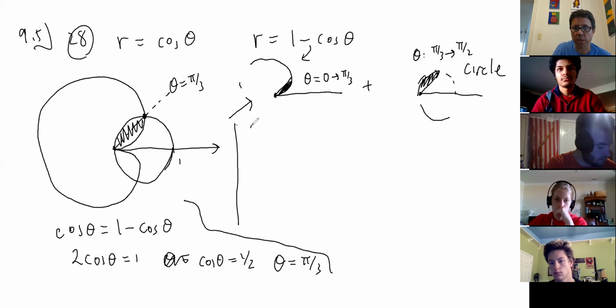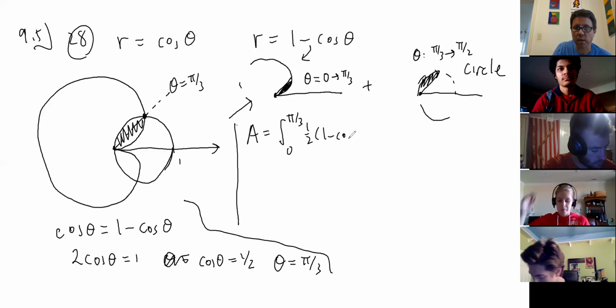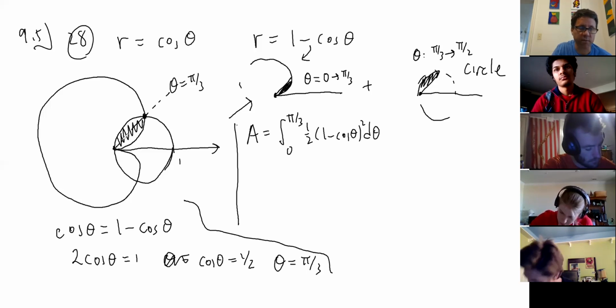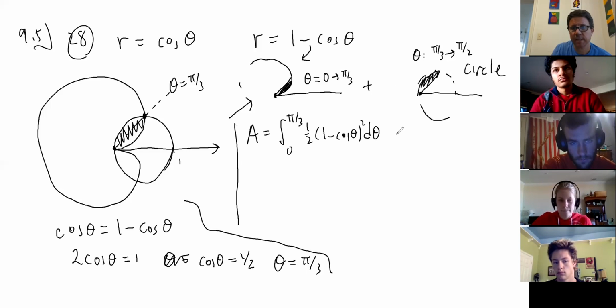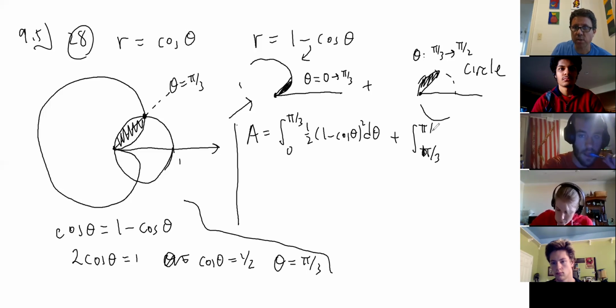This one will be the integral from 0 to pi over 3 of 1/2 times (1 minus cosine theta) squared. That's the lower half of this football-like shape. Plus, then I do it for the circle, pi over 3 to pi over 2 of 1/2 times the curve, which is cosine, squared.